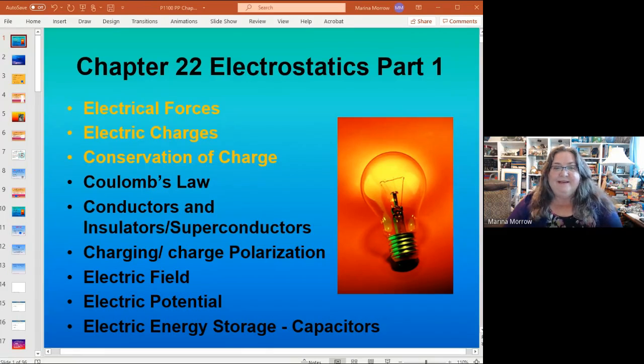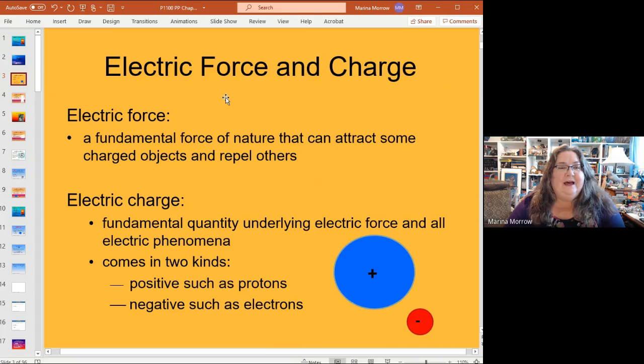Right, we're going into chapter 22, which is about electrostatics. And I've got this broken into 4 parts. So let's go look at electrostatics. And so we'll look at electric forces, electric charges, and conservation of charge first. So this should be stuff that you already know, at least about electric charges, perhaps.